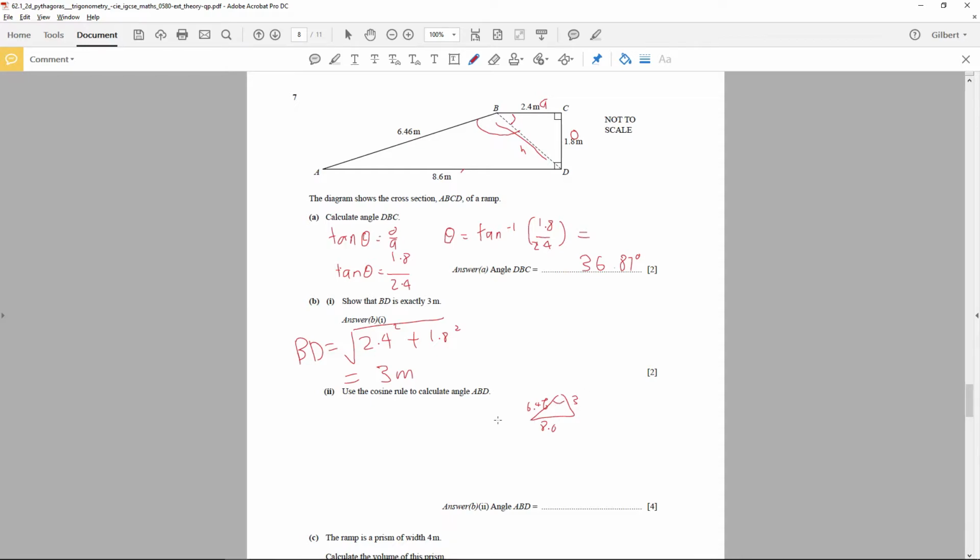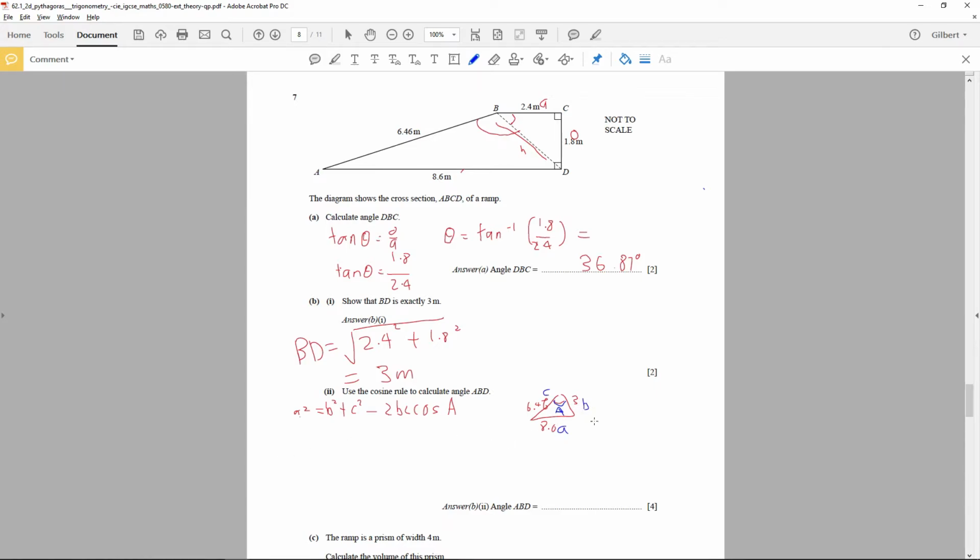To find this angle, we will use the cosine rule, which is a² = b² + c² - 2bc cos A. Now, how would you label this triangle? You have to remember what you need in your question. You want to find this angle, so this is side a and this is angle A. Then b and c don't matter.